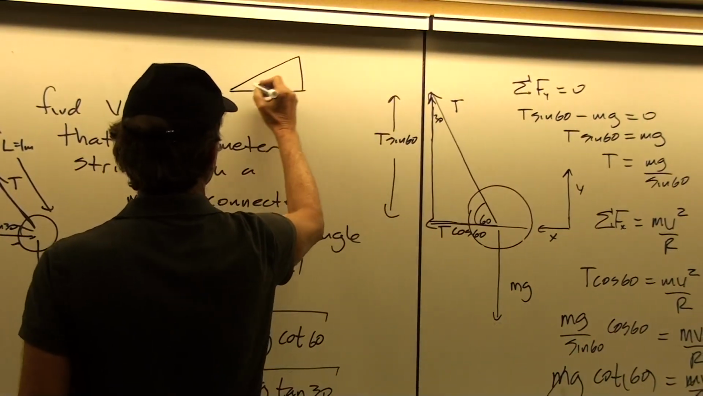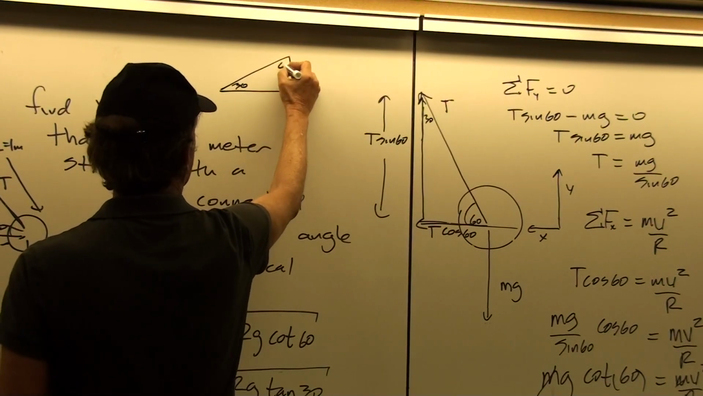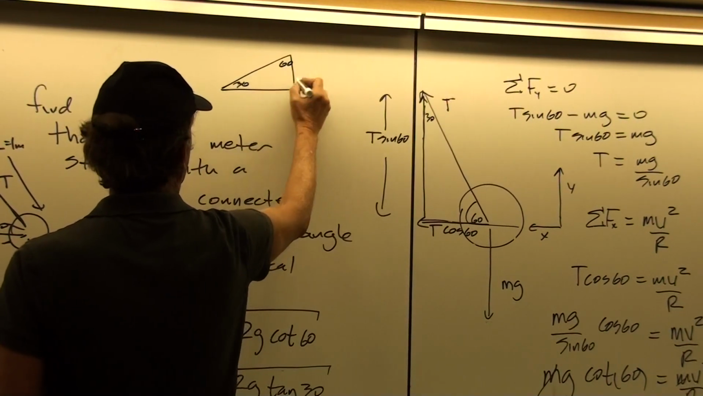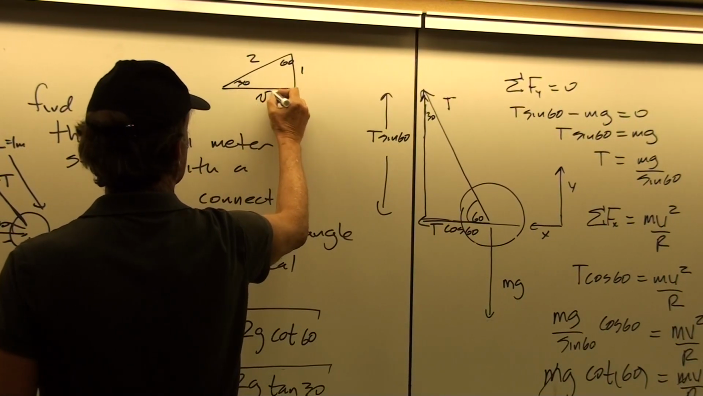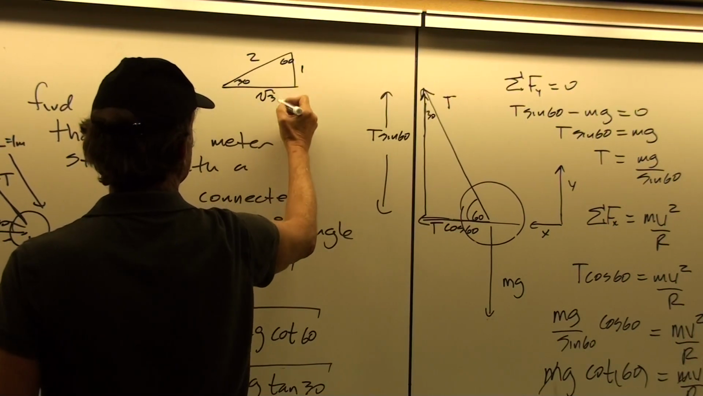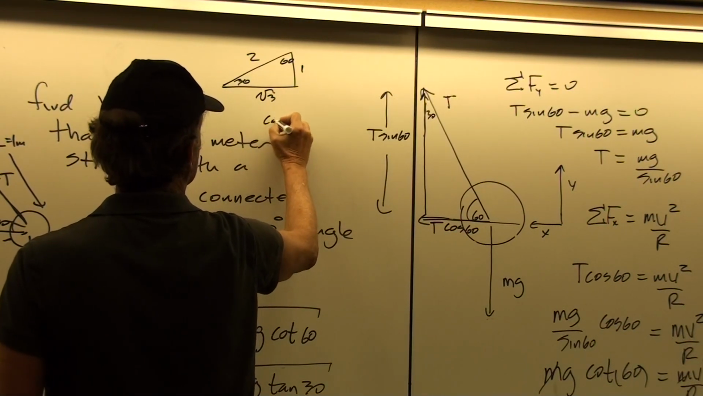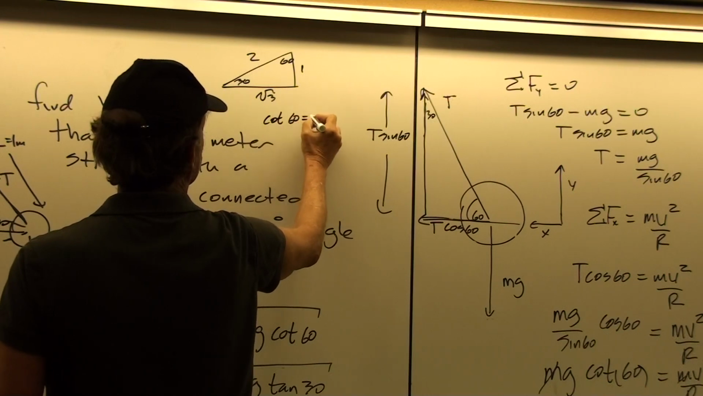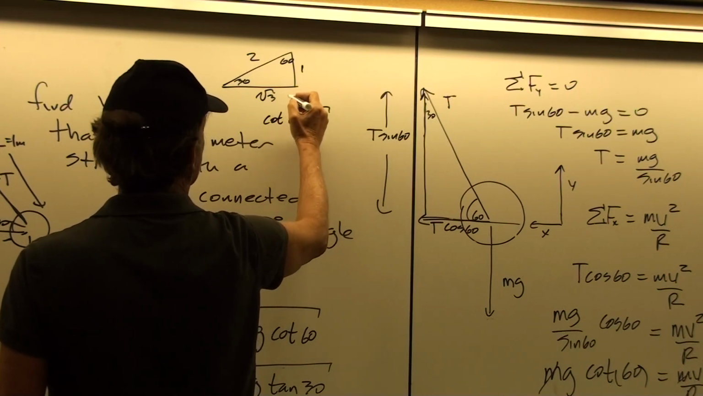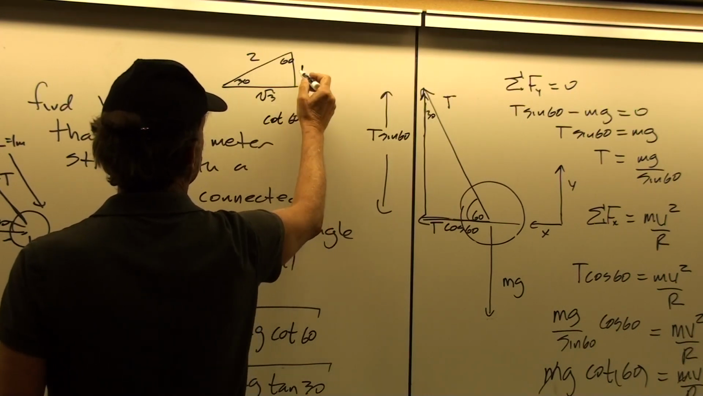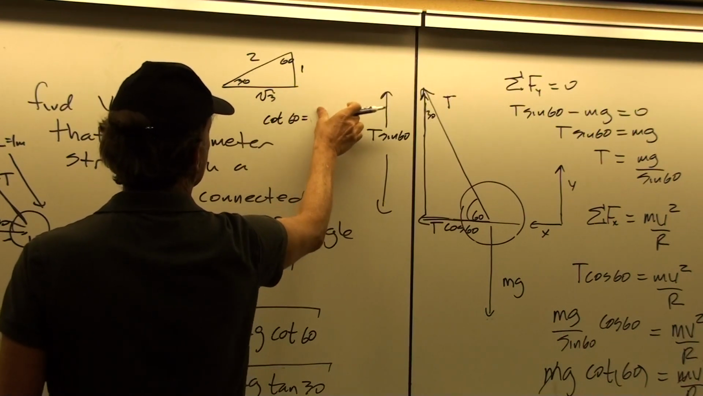So here's our 30, 60, 90 triangle. This is 1, 2, root 3. So the cotangent of 60 is equal to adjacent over opposite, so it's 1 over square root of 3.